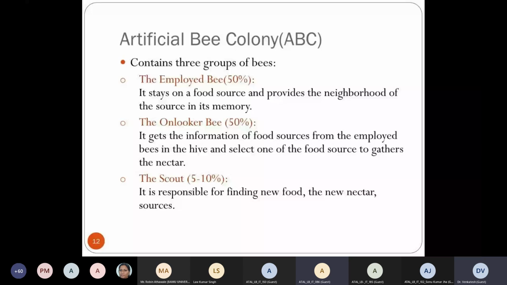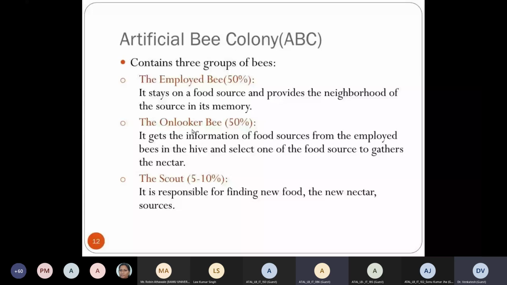As we know, any kind of optimization problem requires both exploration and exploitation. If you balance both of these, exploration and exploitation, then only can we achieve a very good or optimal solution within a short time. As you understand, these employed bees and onlooker bees will simply do the job of exploitation.